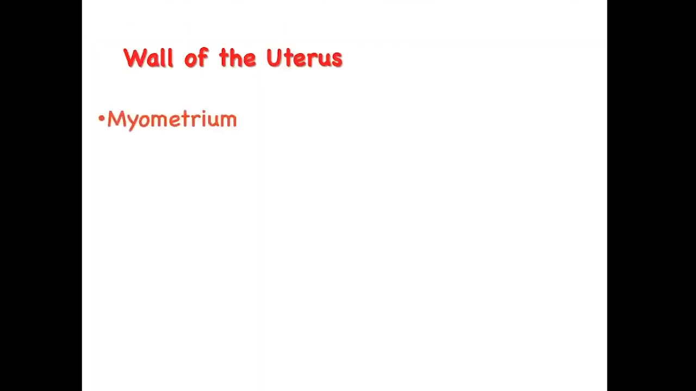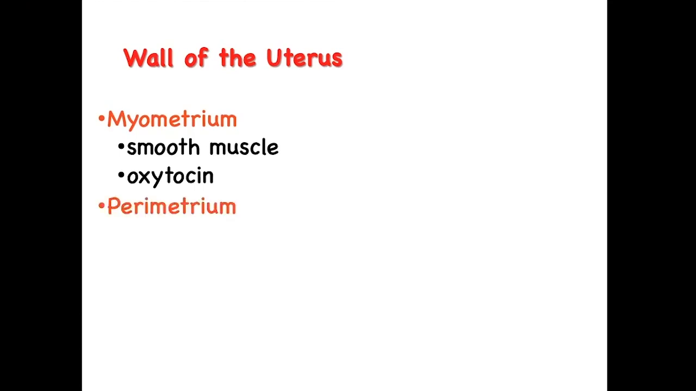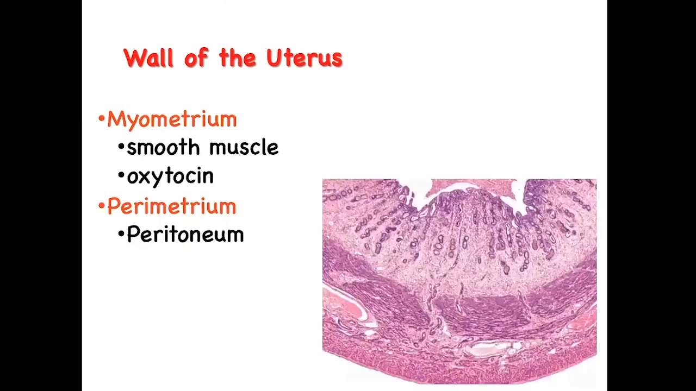The myometrium is the middle layer and it consists of smooth muscles. These cells have receptors for the posterior pituitary hormone oxytocin. Oxytocin causes the smooth muscles to contract during labor. The outer perimetrium is parietal peritoneum.